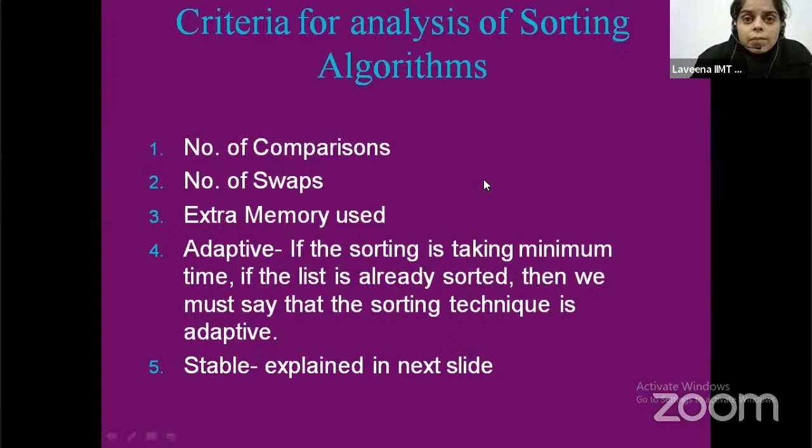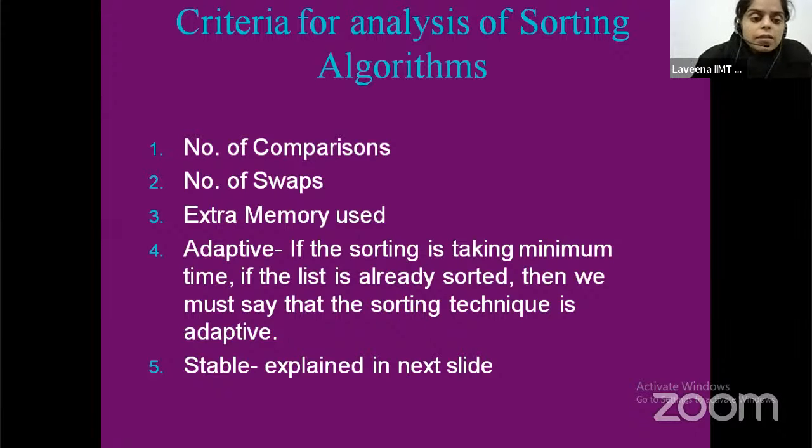If the first element is larger than the second element, you have to arrange them in sorted form, either in ascending order or descending order. For that you have to do swapping from one element to another element. So extra memory is used. This is the third criterion for a sorting algorithm: we have to use extra memory.